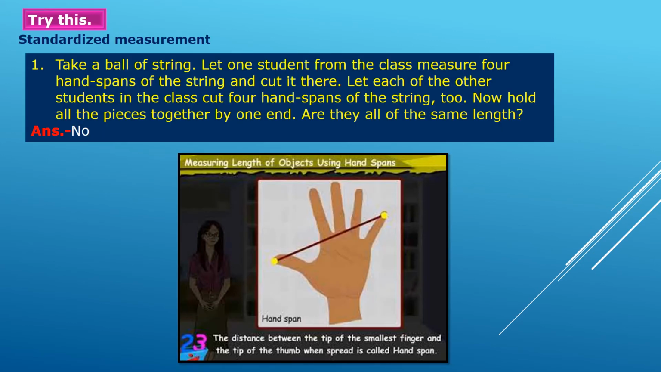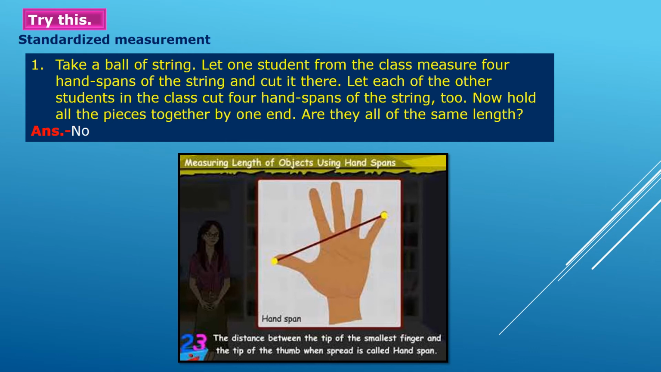Now, let us see one experiment, children. Try this. Standardized measurement. Take a ball of string. Let one student from the class measure 4 handspans of the string and cut it there. Let each of the other students in the class cut 4 handspans of the string too. Now hold all the pieces together by one end. Are they all of the same length? So no, because everyone's handspan is of a different size.